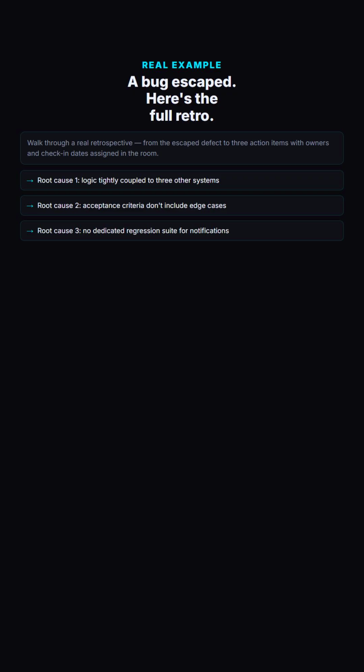The team surfaces several contributing factors. The notification logic is highly coupled to 3 other subsystems, which means that changes anywhere in those systems can have unexpected effects on notifications. The acceptance criteria for stories that involve notification behavior are often written in a way that does not specify the expected notification output explicitly, leaving testing to interpret what correct behavior should be. And there is no dedicated regression test suite for the notification system, so every sprint starts from scratch when testing notification adjacent changes. Now you have 3 distinct root causes instead of one vague surface complaint.